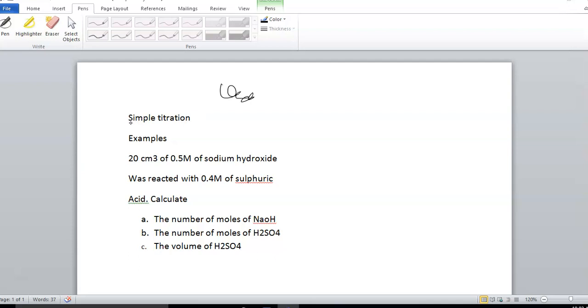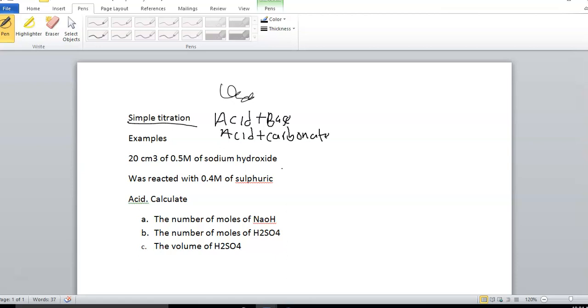Today we are learning a new concept about simple titration. Simple titration is a type of titration where we react an acid with a base, or we react an acid and a carbonate. Either acid-base or acid-carbonate, that's what we call simple titration.